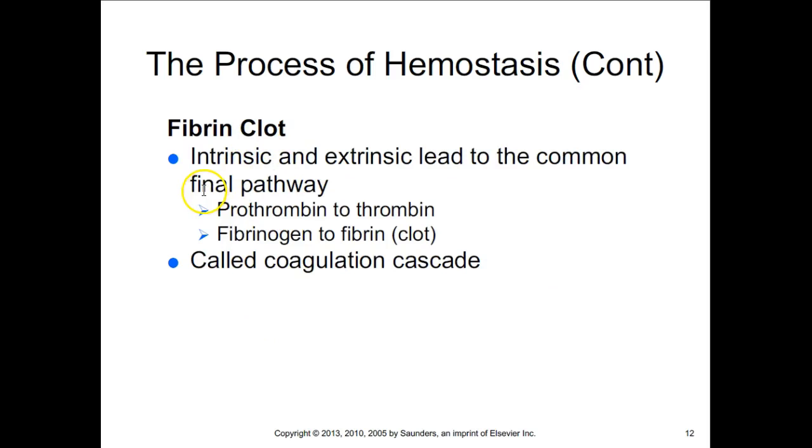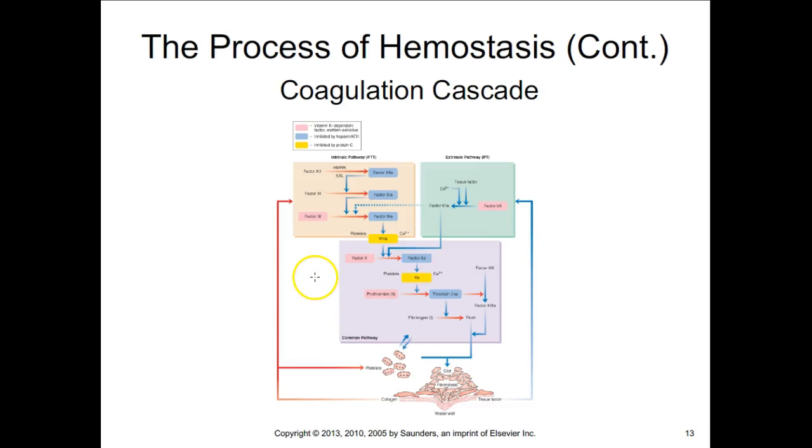So they both basically lead into the common and final pathway where prothrombin is activated into thrombin, and then eventually thrombin catalyzes the reaction of fibrinogen to fibrin, and we have a fibrin clot. This is called the coagulation cascade. This picture is on page 298 of your textbook, figure 14.4, and you definitely want to make sure you know this. This is all anatomy and physiology.